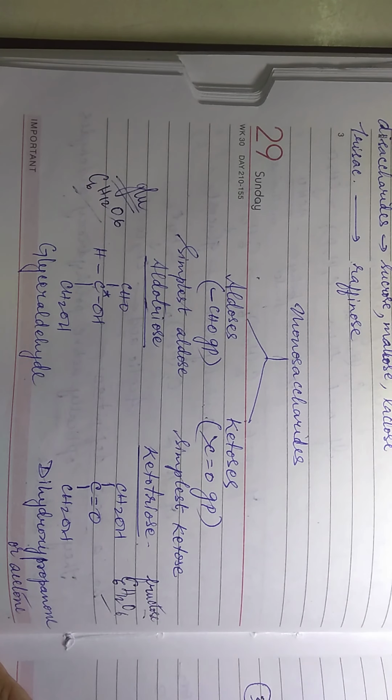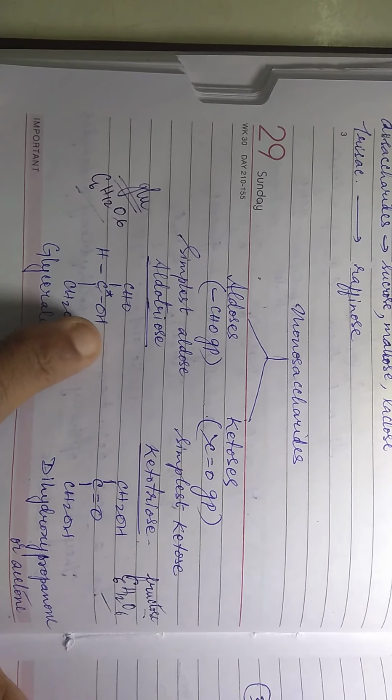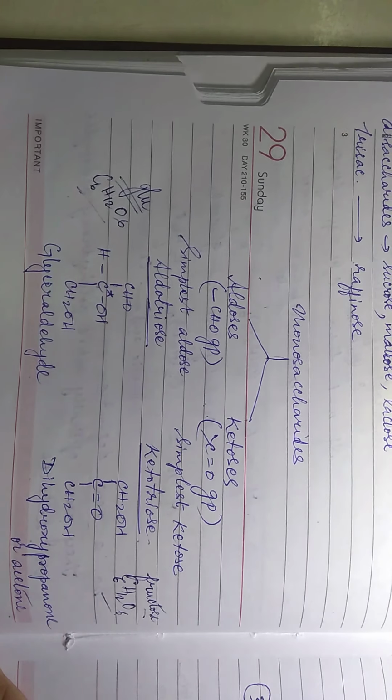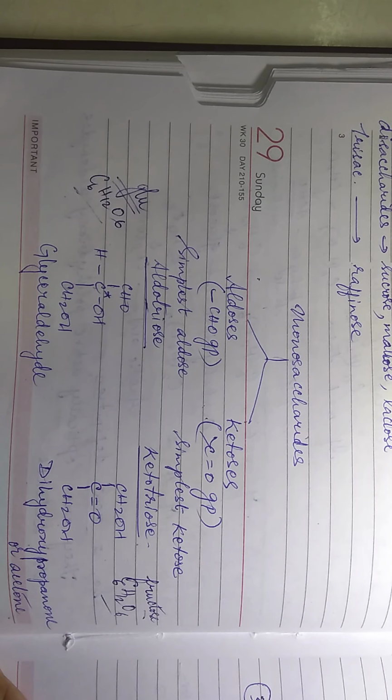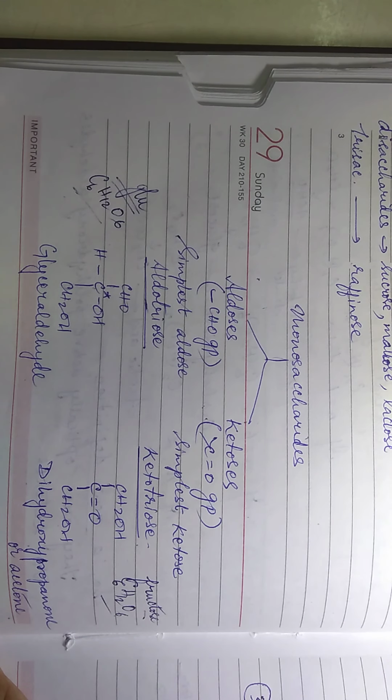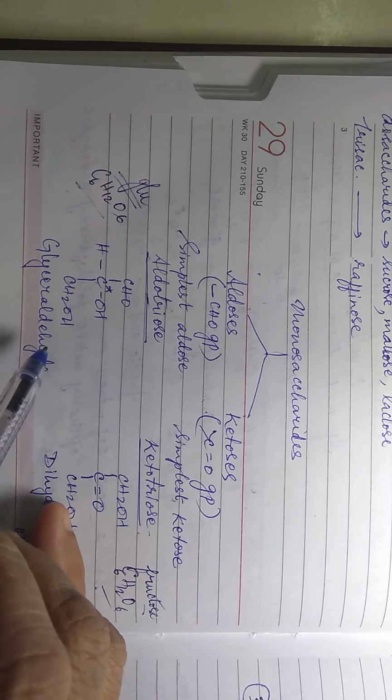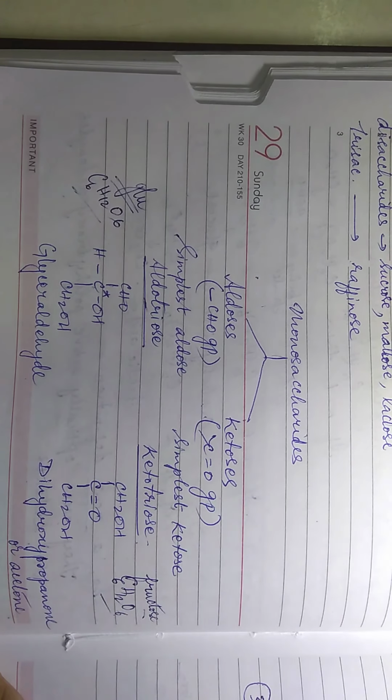So at least a minimum of 2 hydroxyl groups should be there, right? That is why a triose is the simplest one, or the first member, you can say. It is an aldotriose. What is that? It is glyceraldehyde, because there are 2 OH groups and 1 CHO group. So it is an aldotriose, an aldehyde containing compound which is having 2 hydroxyl groups.